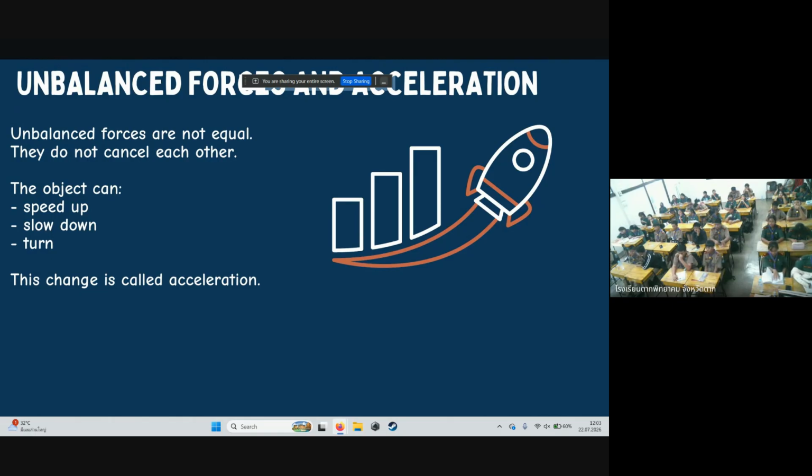If the forces are not balanced, they will not cancel each other out. So when forces are unbalanced, the object can speed up, it can slow down, or it can turn. And this change is called acceleration. Acceleration happens only when the forces are not equal, when they are unbalanced.